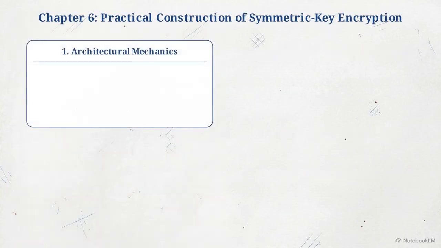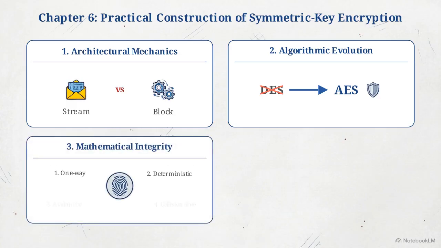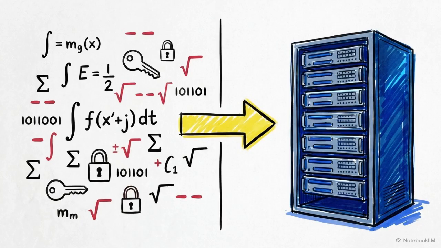For your upcoming assessments, review these exact mechanics: the structural differences between stream and block ciphers, the mathematical advantages of AES over DES, the 4 required properties of a cryptographic hash, and finally, the mechanism of password salting. Mastering these concepts allows you to transition from studying theoretical cryptography to actually engineering secure systems.